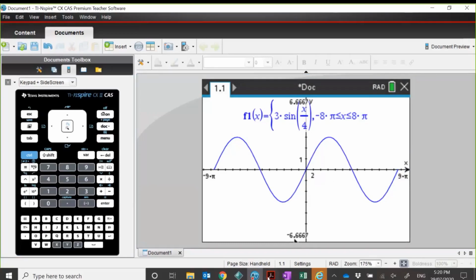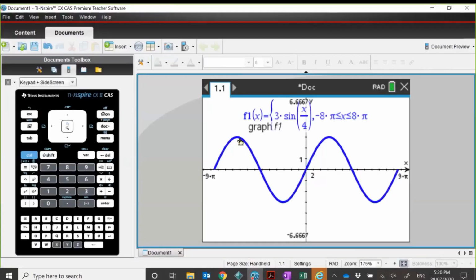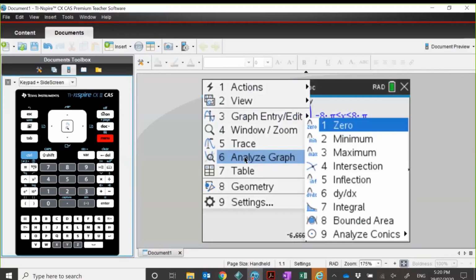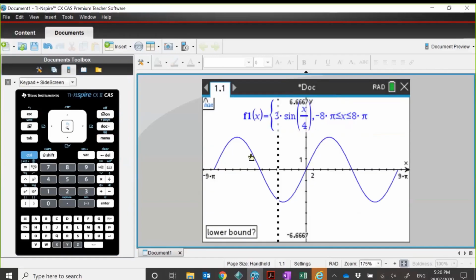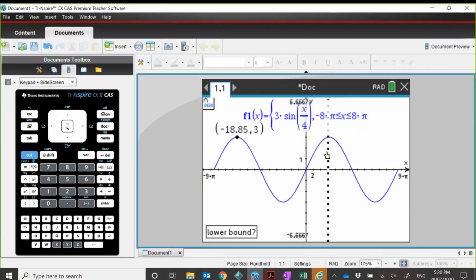Now the question is saying, state the coordinates of all maxima. Looking at the graph, we are trying to find the coordinates of those two maximum turning points. Very quickly on the calculator, menu, analyze graph, maximum. Slightly to the left we click, slightly to the right, there's our first maximum turning point. And the other one, analyze graph, maximum, slightly to the left, slightly to the right.